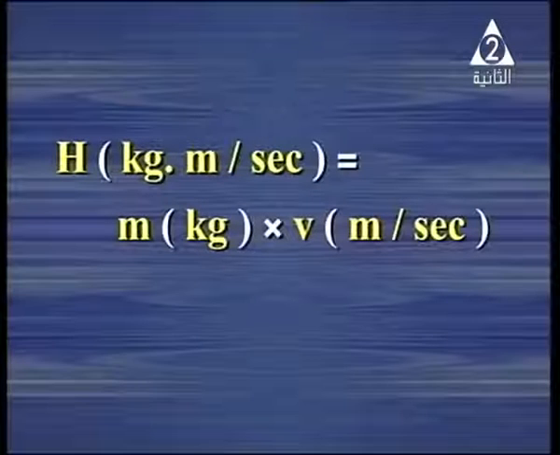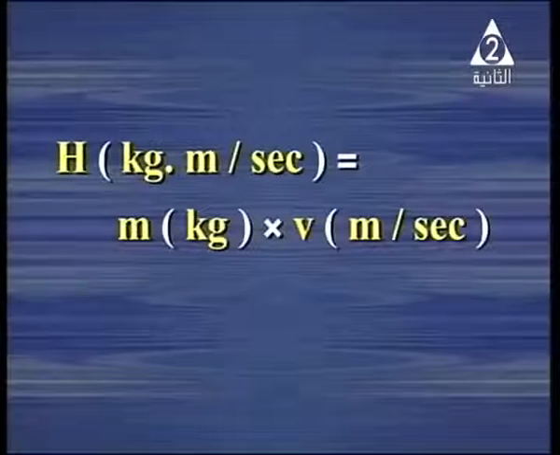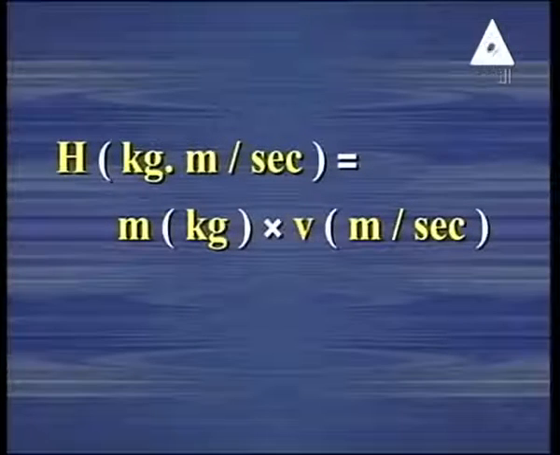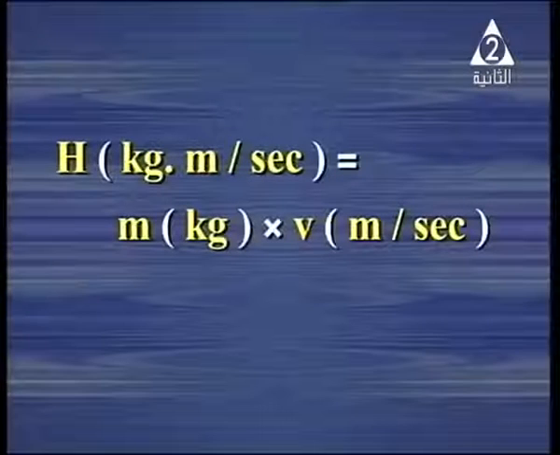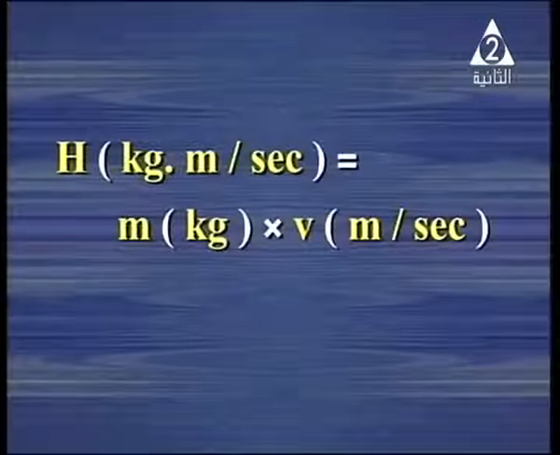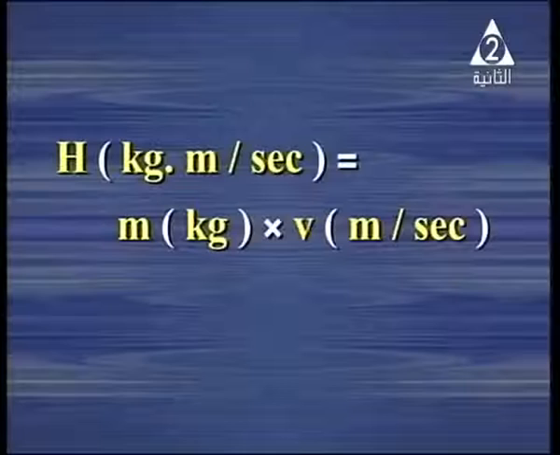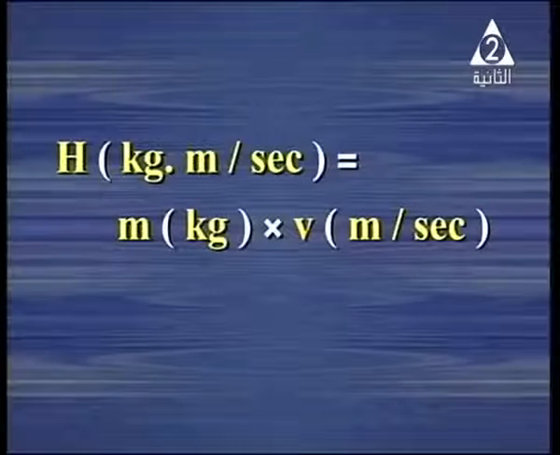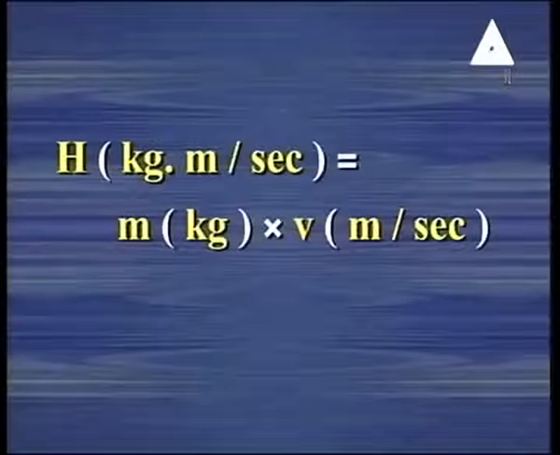Remember, dear student, the unit of momentum equals the unit of mass times the unit of velocity. What is the unit of mass? Kilogram. What is the unit of velocity? Meter per second. Then the unit of momentum equals m in kilogram times v in meter per second, equals kilogram meter per second. So when we find the unit of momentum, we use the product of the unit of mass times the unit of velocity.